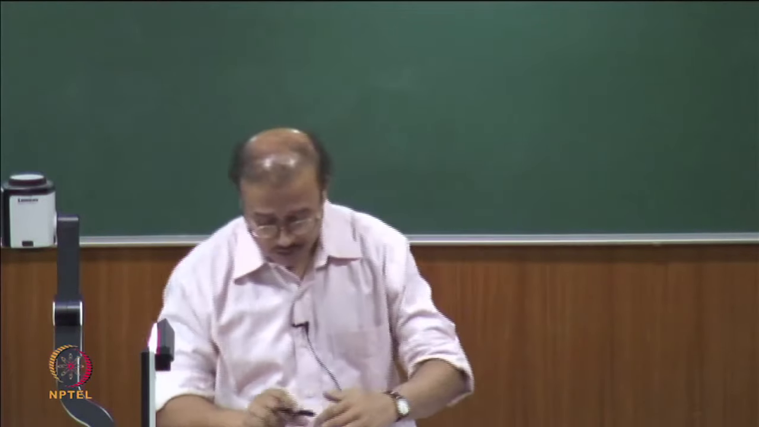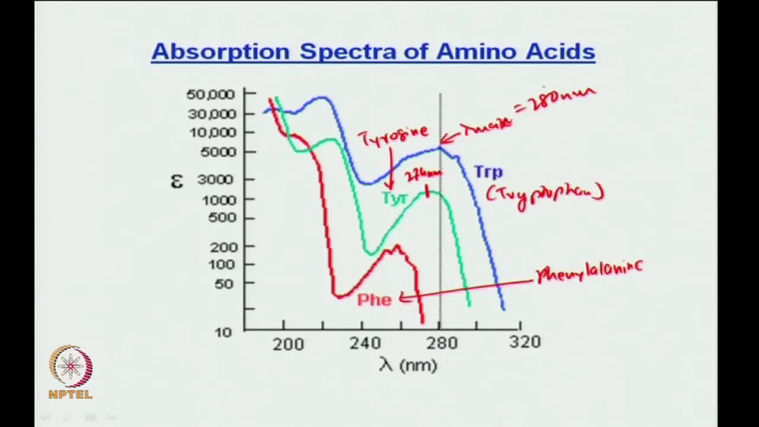Now, you come to phenylalanine. The phenylalanine we generally do not use. You can see it is about, I think, 257 nanometers for phenylalanine. So, phenylalanine is far blue shifted. The two most important ones which we consider in proteins are tryptophan and tyrosine. Now, suppose I would like you to selectively excite tryptophan with minimum interference from tyrosine. Where would you excite?